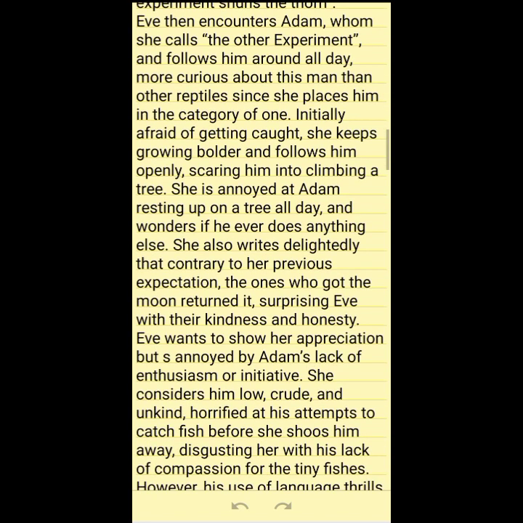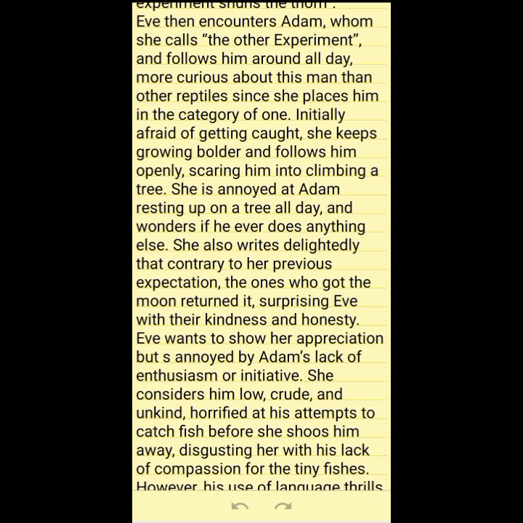Okay, she found that Adam was created as she was created. They have the same looks, the same creation. She is watching other animals and other plants around her, and they're not like humans, but Adam is like a human. As Eve is human and Adam is human, Eve is thinking that if I am an experiment, Adam must be another experiment.